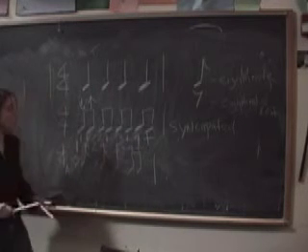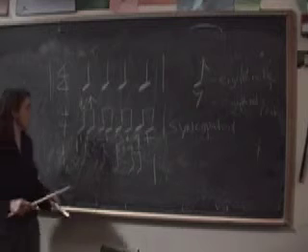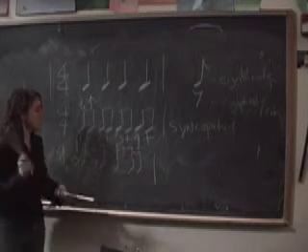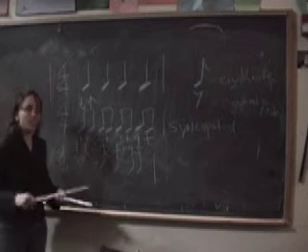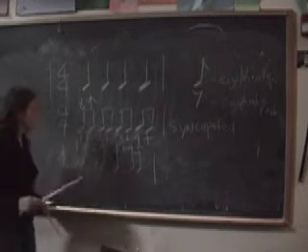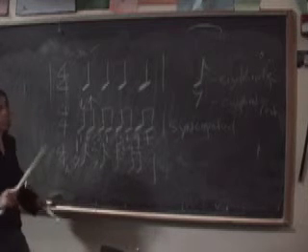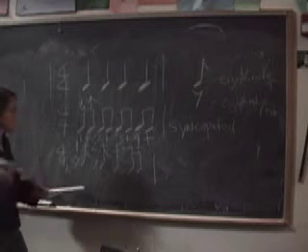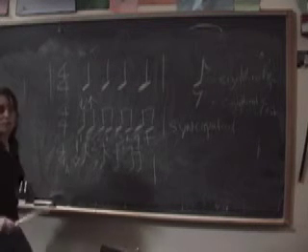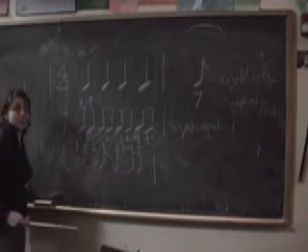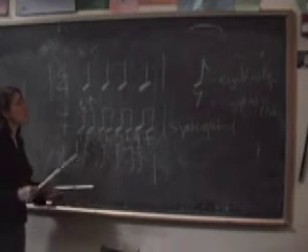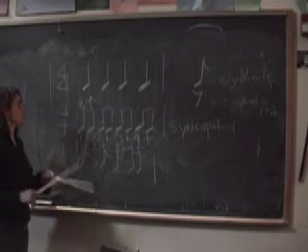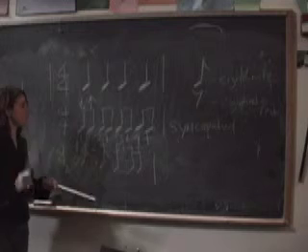If I count out 1 and 2 and 3 and 4 and 1 and 2 and 3 and 4 and 2 and 3 and 4 and 1 and 2 and 3 and 4 and. Okay? Let's do it faster. 1 and 2 and 3 and 4 and 1 and 2. All right, I'm going to play these 3 measures in a row so you can hear what they sound like. 1, 2, 3, 4. 1, 2, 3, 4. 1 and 2 and 3 and 4 and 1 and 2 and 3 and 4 and.